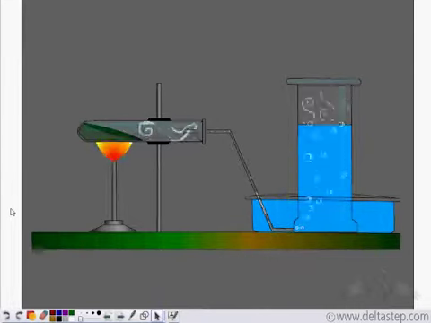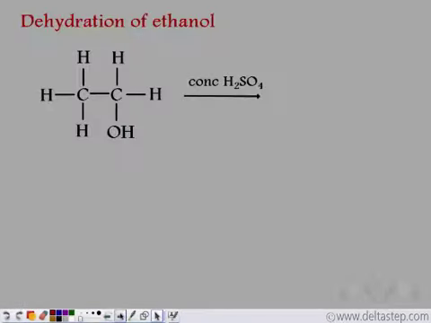Let's look at the reaction that is taking place. So we have ethanol. Ethanol is heated in the presence of concentrated sulfuric acid. Now, concentrated sulfuric acid has a special property. It is used for dehydration. That is, it removes water from substances. In this case, concentrated sulfuric acid removes water from ethanol.